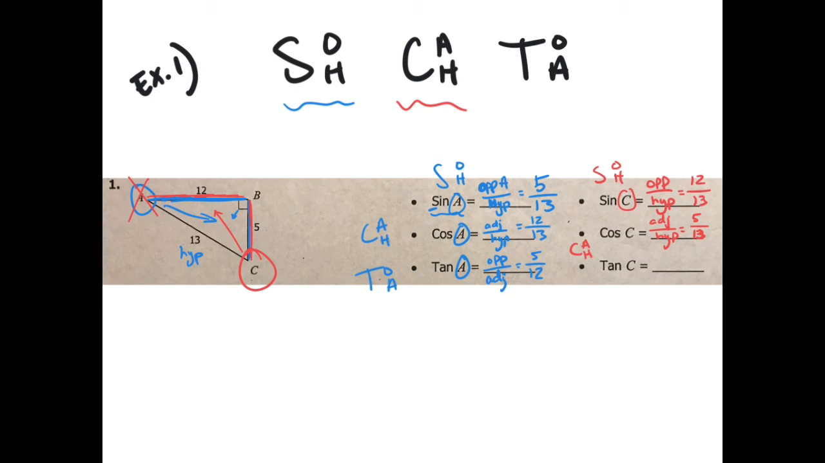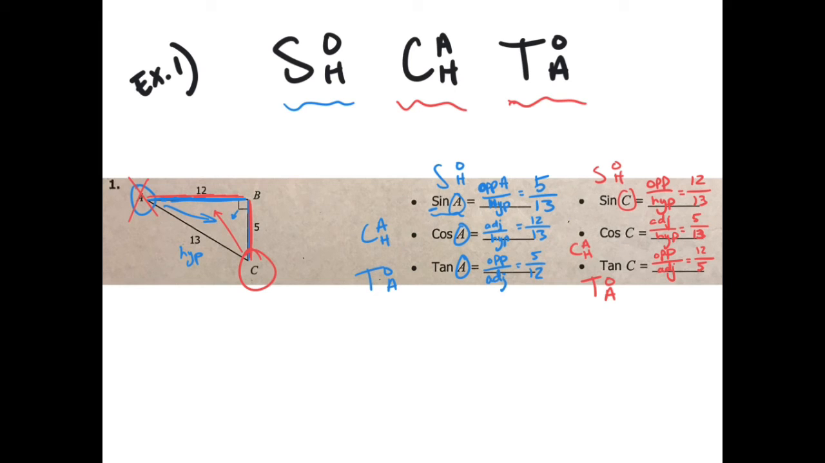And then last up is tangent C, which means toa. So it's opposite over adjacent. And the opposite of C, we already said was 12. And the adjacent, the one next to it, is 5. The hypotenuse doesn't get used with tangent. So we are done. We got sine, cosine, tangent of A. We got sine, cosine, tangent of C.